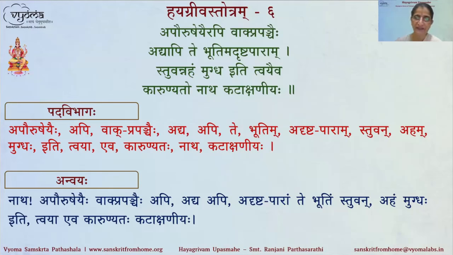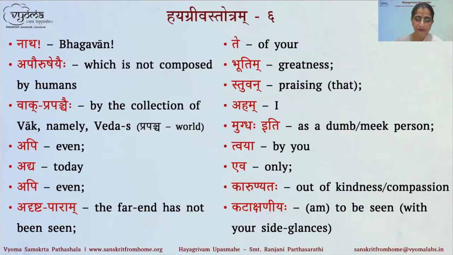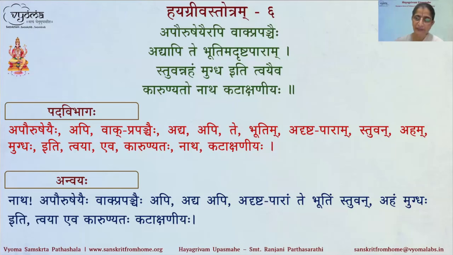Let's look at the words that are there in this. Apaurusheyaihi api, that is written as apaurusheyair api. So the ra there becomes apaurusheyaihi and api. Vak prapanchaihi, that word as such. Adhya api is adhya and api. Adhya plus api has become adhyapi. So we split that as adhya and api. Te. Bhutim adrishta param, two words in that phrase. Stuvan aham, stuvan plus aham. Mugdha iti, so there is a visarga there, so that has to be added: mugdaha iti. Twayaiva, twaya eva. Karunyato, karunyataha. Natha. Katakshaniyaha.